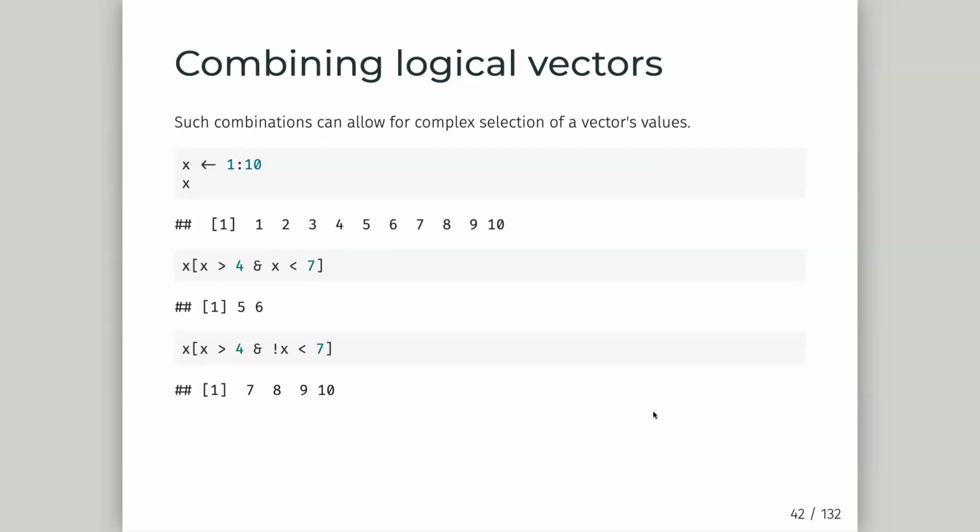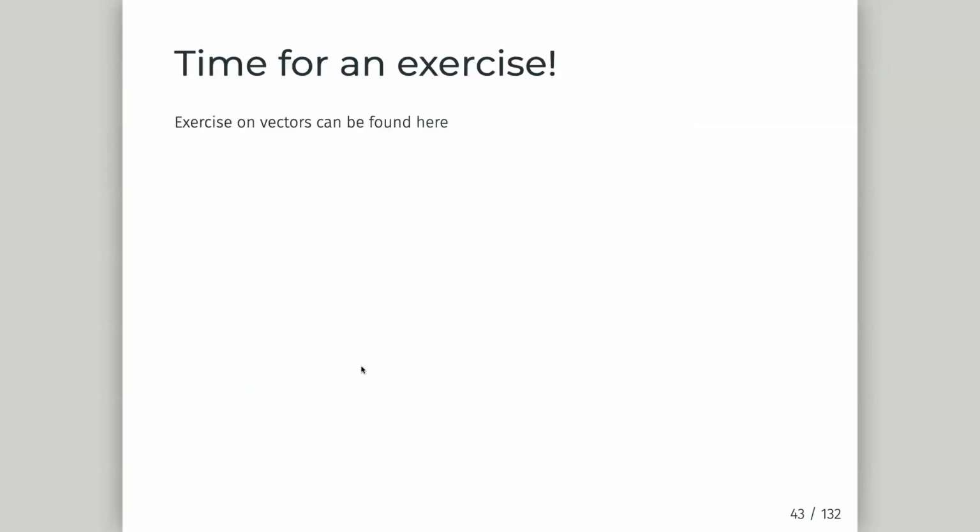So this allows for much more complex subsetting of your values. In this case, if I've got my 1 to 10, and I want to pull out those which are greater than 4 and less than 7, I'll get 5 and 6. If I get my x and I want to pull out those which are greater than 4 and not less than 7, I'm going to get 7, 8, 9, and 10. Okay. We're going to use these a lot and practice a lot with these. So with that, we have our first exercise.